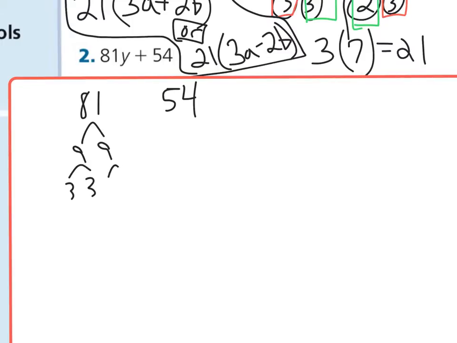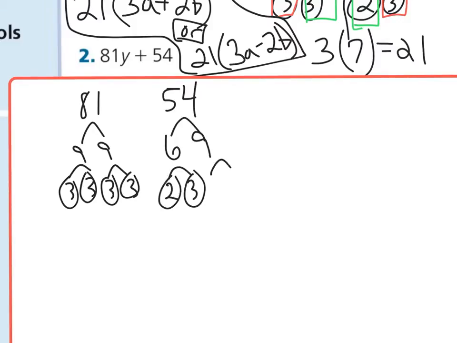9 is 3 times 3. Those are all prime. 54 we might see as 6 times 9. 6 is 2 times 3. 9 is 3 times 3.